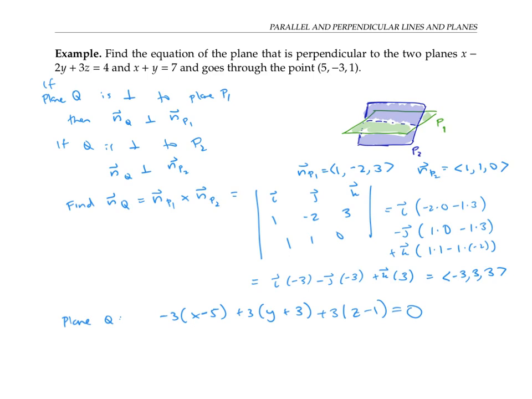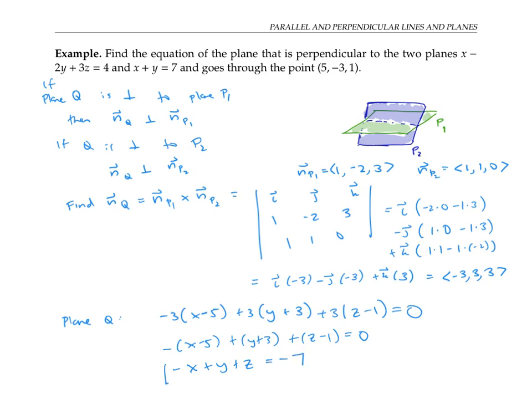I notice I have a lot of 3's in this equation. If I divide everything by 3, I get a slightly simpler form of this equation: minus (x minus 5) plus (y plus 3) plus (z minus 1) equals 0. If I like, I can distribute everything and bring my constants over to the right side to get minus x plus y plus z is equal to minus 7.